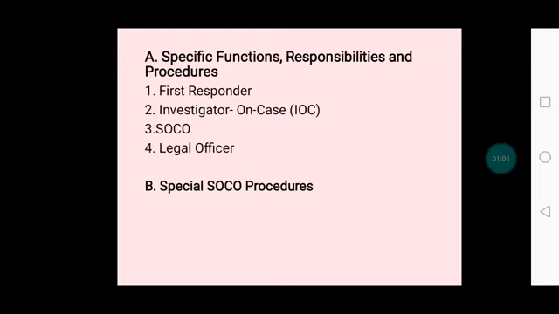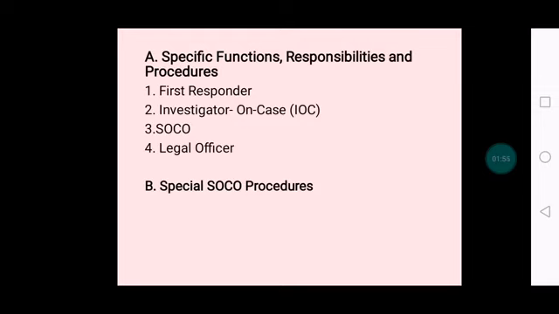Okay, so here are the specific functions, responsibilities, and procedures of investigation operations. Number 1 is first responder. The first responder is a police officer who is the first to arrive at the crime scene to provide initial police actions and information or complaint regarding gender-based violence cases. They are responsible for identifying the scope of the crime scene. They will secure and preserve volatile evidence. Their priority is always the safety of those who are at the scene, to save and preserve lives.